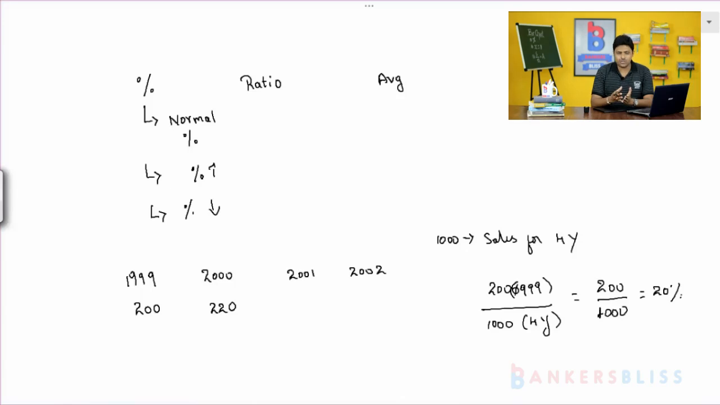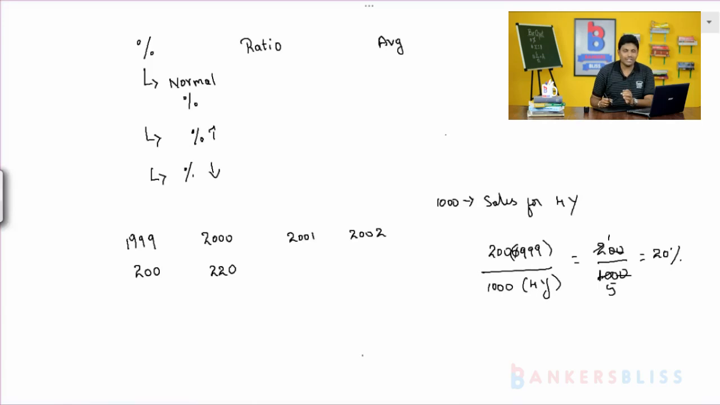How to calculate percentages, we have already discussed in the percentage topic. Once again let me repeat. If you simplify both the numerator and denominator, it is 2 by 10, which is nothing but 1 by 5. And 1 by 5 is nothing but 20 percent.